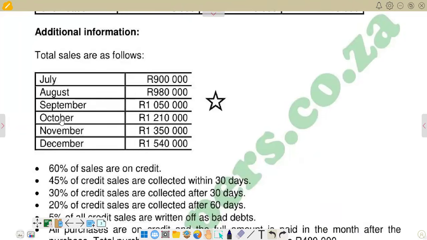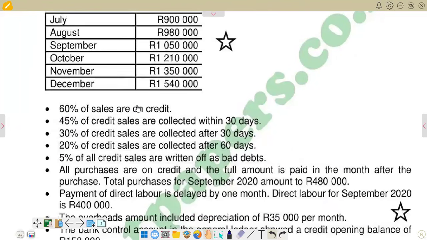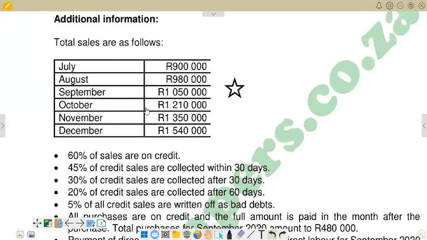Then we have additional information that 60% of sales are on credit. So what does it mean? It means that of the total sales that we have, 60% is on credit, and the 40% is cash sales. So that is what we have.